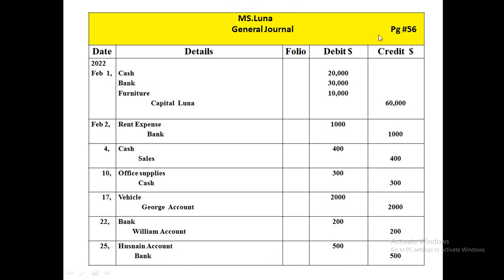So this is how a proper specimen of the journal using date, details, folio, debit and credit columns will be prepared and transactions will be recorded. A page number can be assumed for the journal, and the complete recording of transactions will be done in the journal.